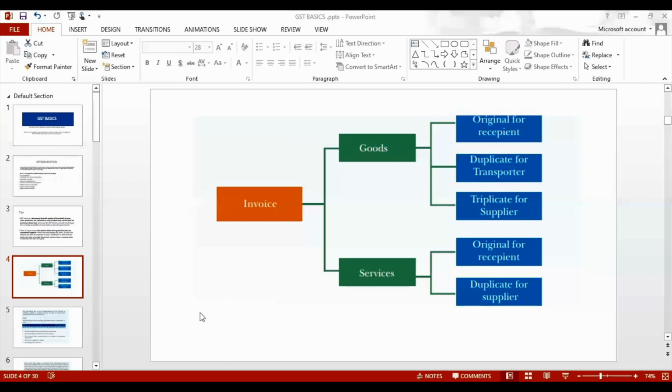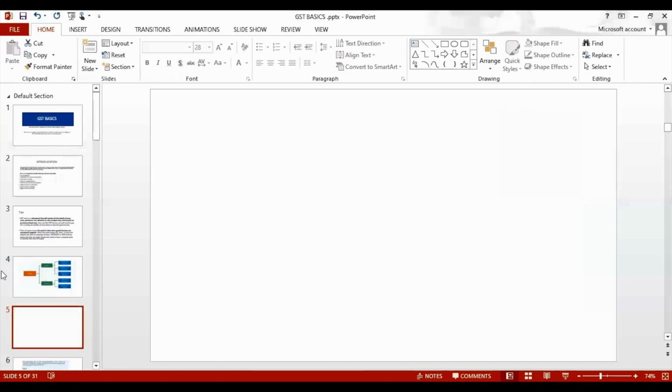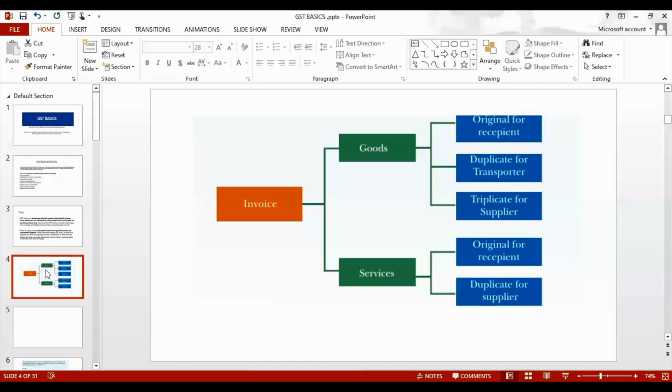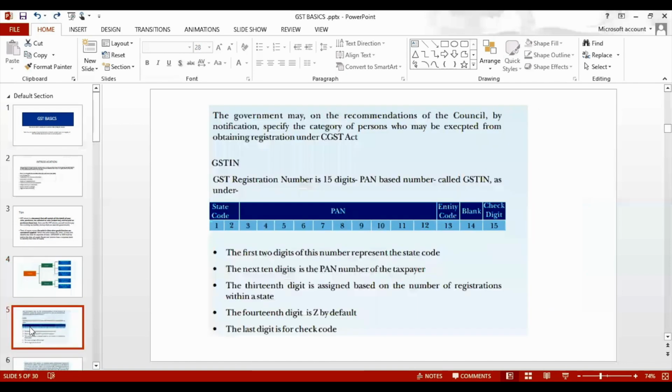Next one is, what is a GST number? From the GST number, I was registered in the government portal as a new registration person.